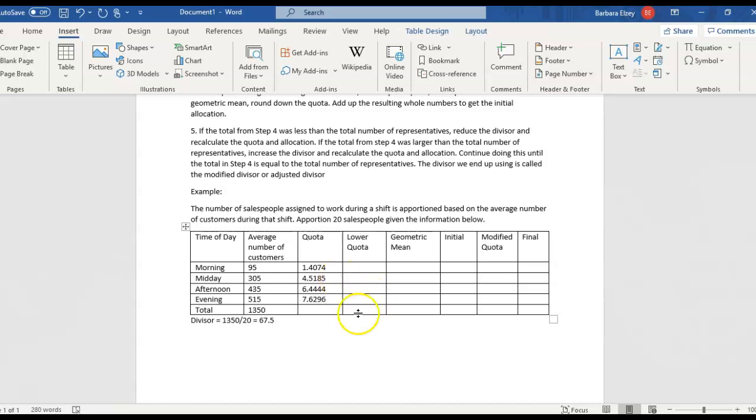7.6296. Okay, now we are going to take these, and for each one of them, we're just going to drop the decimal off to get the lower quota. So this is 1, this is 4. Notice that we're not rounding, we're just kind of dropping the decimal off. So it's not rounding in the normal way at all. So we've got our lower quota. We're going to use that lower quota to find what we call the geometric mean.